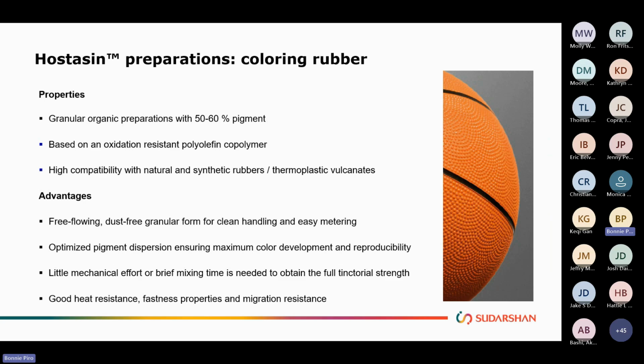Plasticine. These are the dry preparations that are well suited for coloring rubber. Both natural and synthetic rubbers are applicable. Again, like all the other ones, these are free flowing and dust free. And they are well optimized to make sure that the maximum color development is available to the formulation.